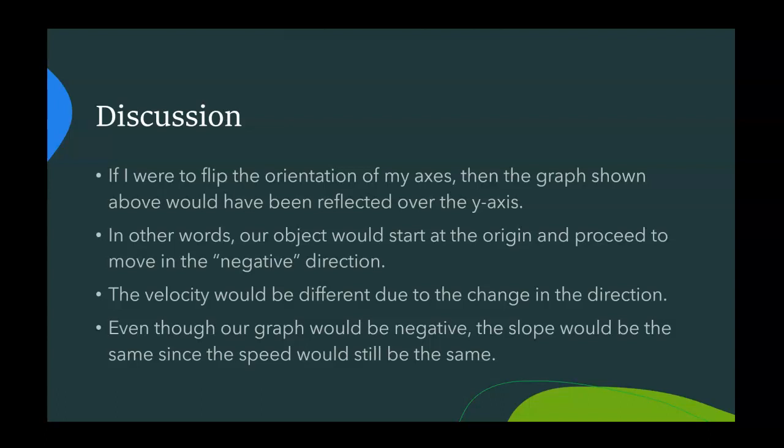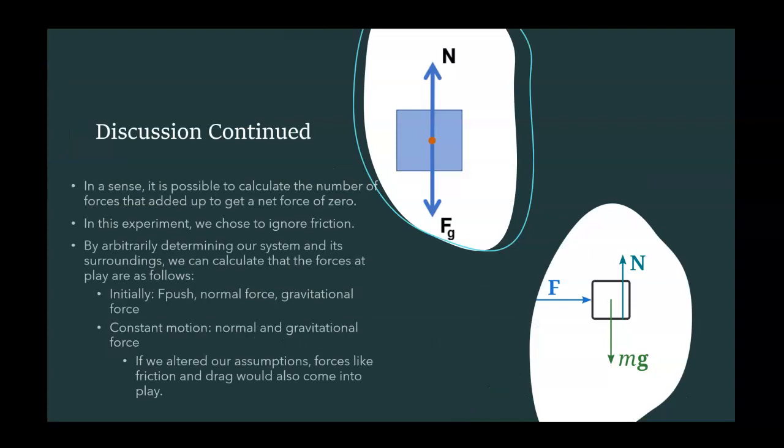Similarly, the velocity would have been different due to the change in direction. Even though our reference point was still the same, the axes were flipped, causing the change in direction to be in a completely different direction. And since velocity is a vector quantity, it was different. However, even though the graph was negative, the slope would have been the same since the speed, or the magnitude of our velocity, would have been the same.